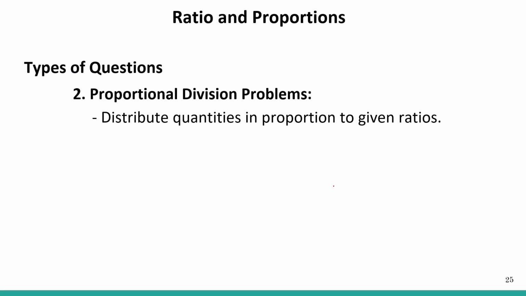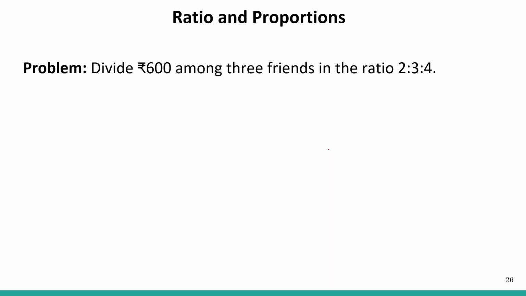So let's see the second kind of question that is asked, the proportional division problem. Here we distribute quantities in proportion to a given ratio. So let's see: divide 600 among 3 friends in the ratio 2, 3 and 4.